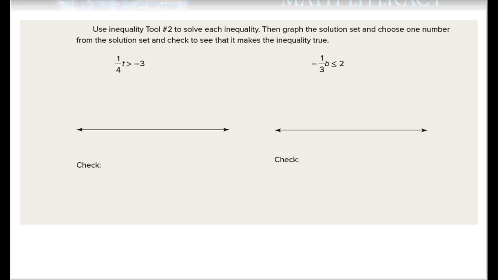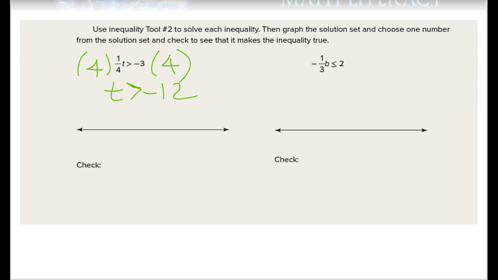Now we're going to try multiplication. So I will multiply both sides by 4. 4 times 1/4, we add up 4 1/4, we get 1. 1 times t is t, and we are multiplying by a positive, so we're not going to change the sign. 4 times -3 is -12.